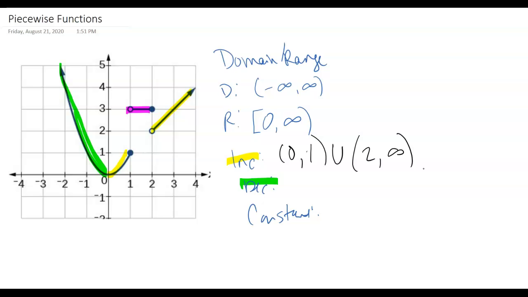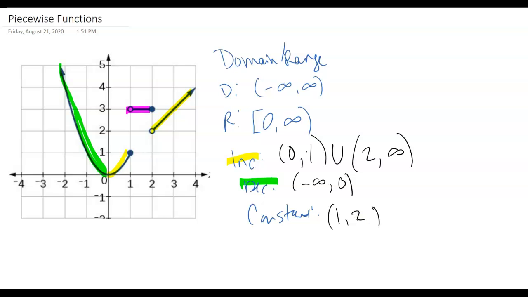Decreasing is the green. Once again, the x value on the far left is negative infinity, and then it stops decreasing at 0. And then for the constant interval, we're looking at our x's, so from 1 to 2. Okay, so that's how we would handle that.